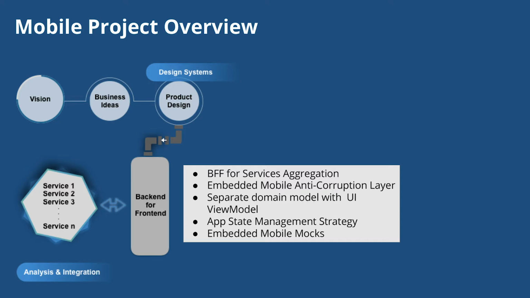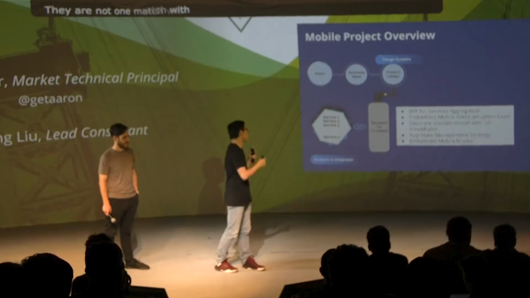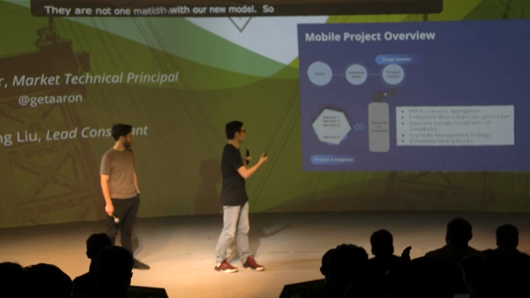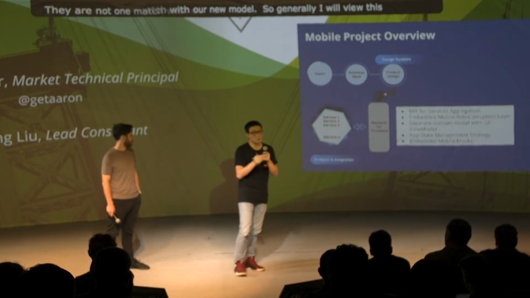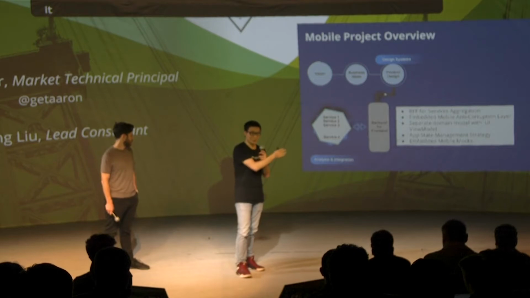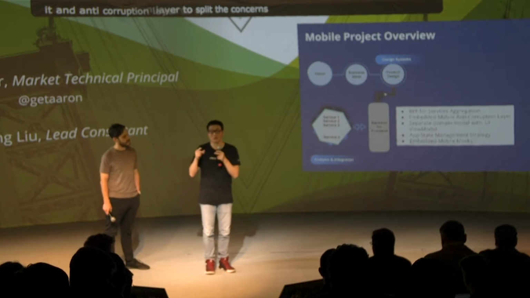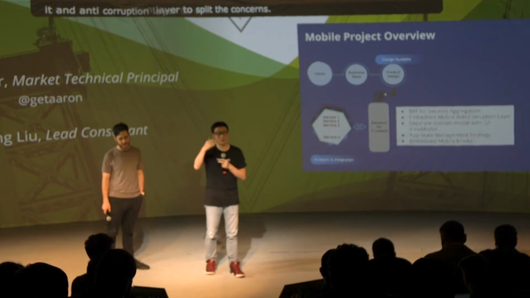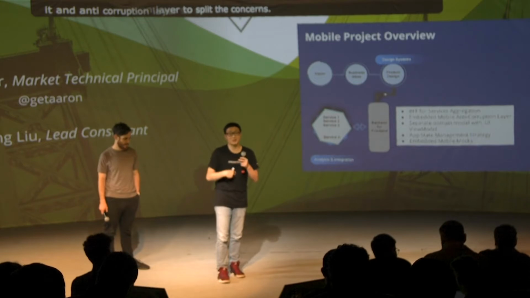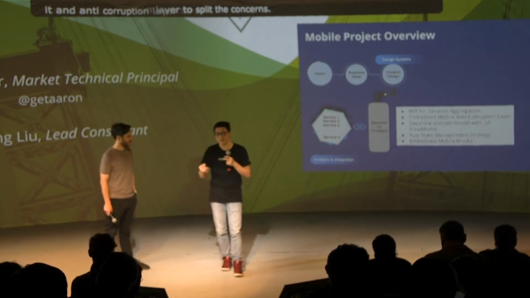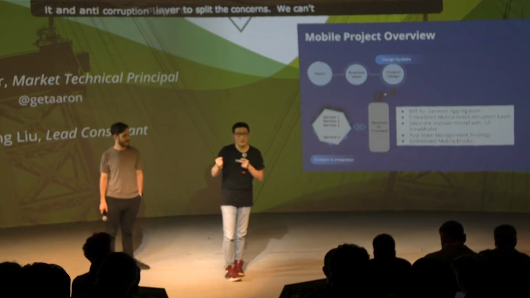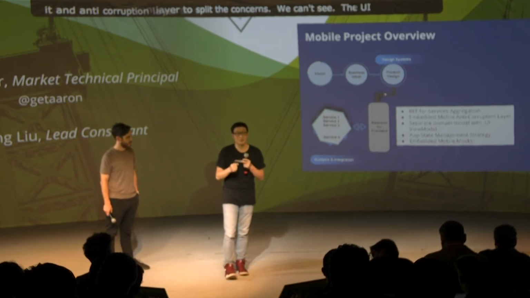Then because the backend business model data does not match one-to-one with our view model, generally I will build some kind of embedded mobile anti-corruption layer to split the concerns between the business data and the UI model, which makes the UI view model such that the UI can be purely like a function. So we can achieve the data-driven UI. So I give you this data, the UI will definitely show it like that. And that can help me to control the app state.